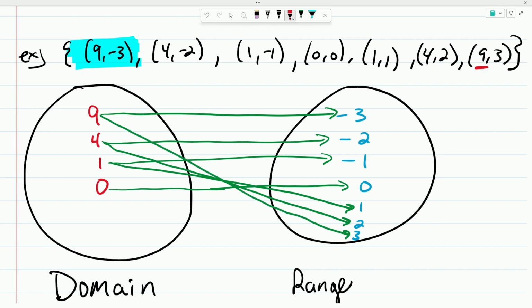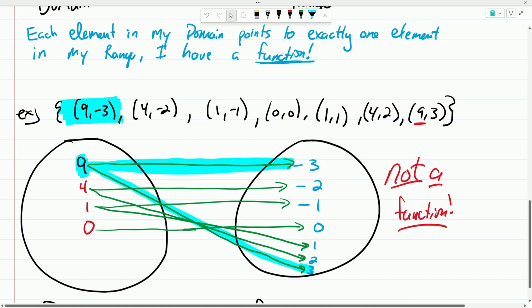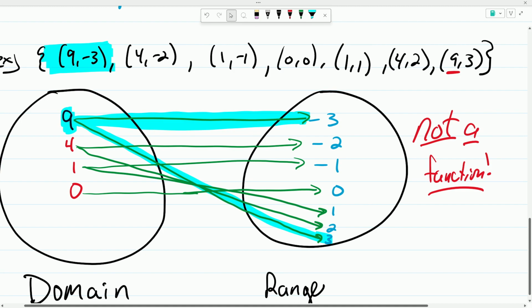Now, this is not a function. All right? And here is why. First, for the value of 9, notice how it points to -3, but it also points to +3 as well. And remember the definition. I'm going to zoom out and scroll up just a little bit. At the top of the screen, each element in my domain points to exactly one element in my range. Well, in this scenario, right here on the board, I completely violate that definition.